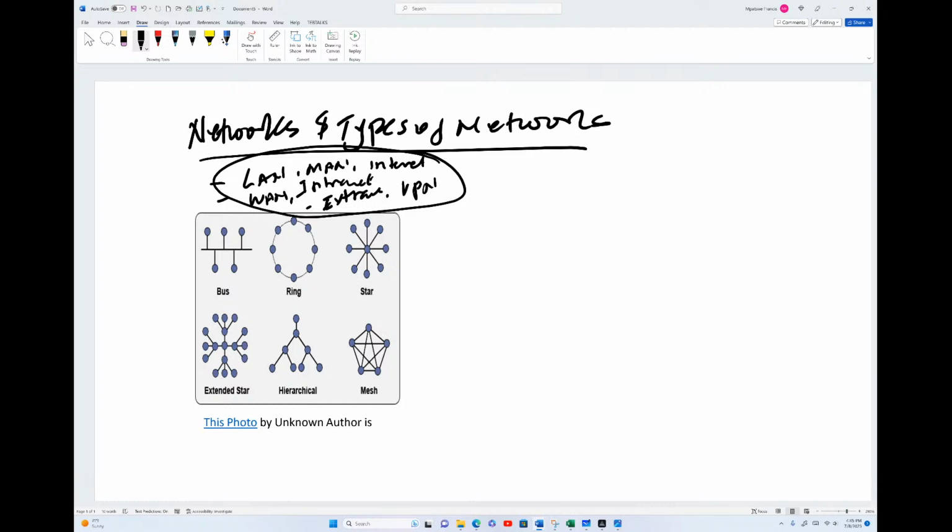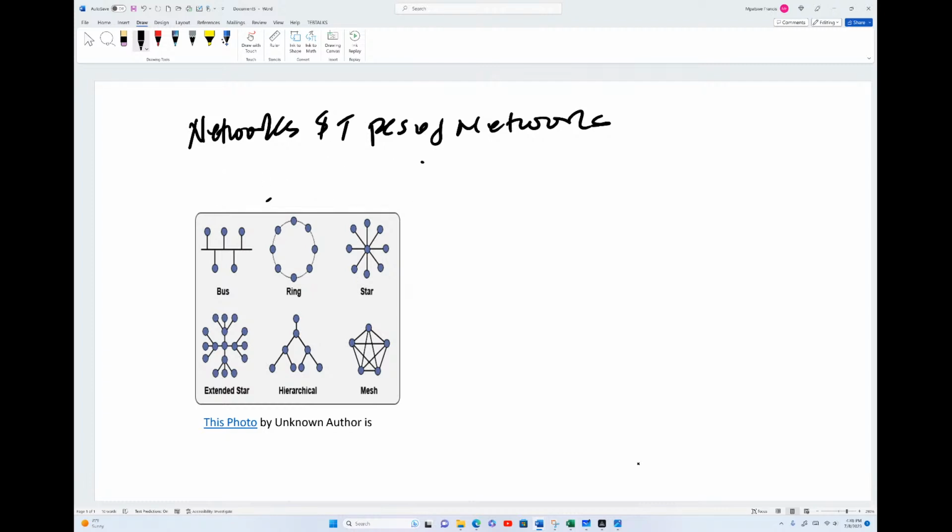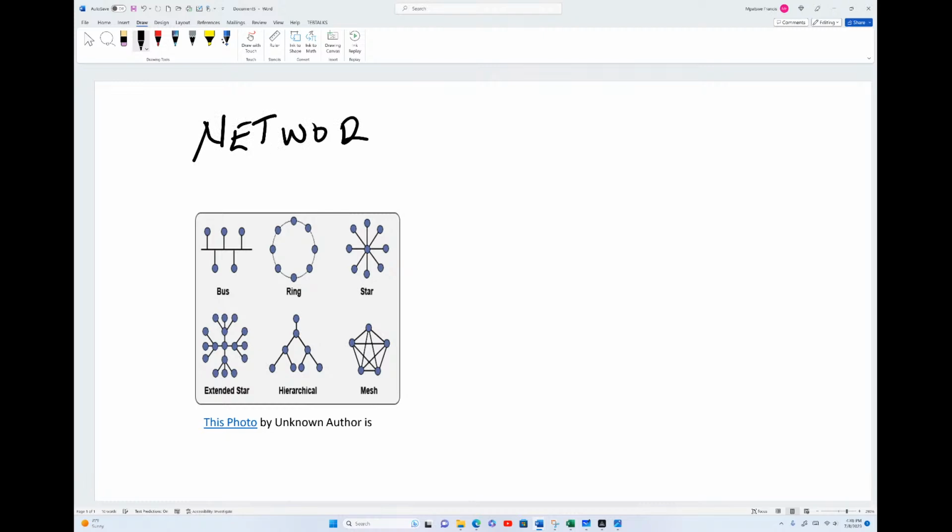So in today's video, ladies and gentlemen, we are going to look at something very important, which has to do with network topology. So we're going to talk about network topologies.